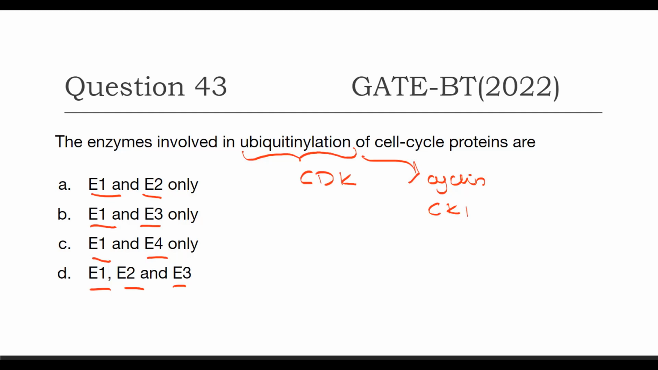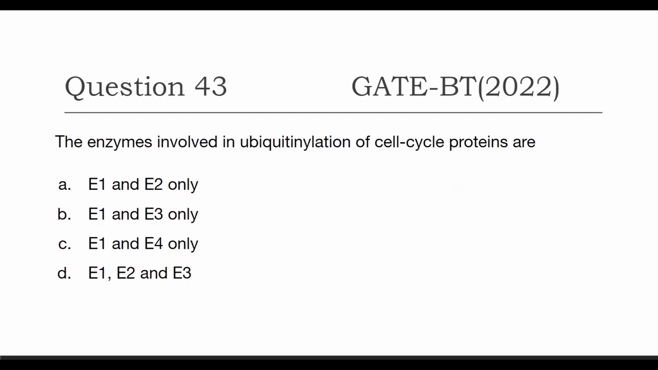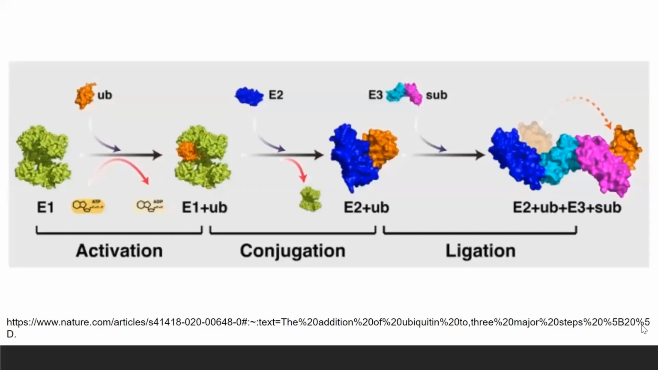The periodic degradation of these cyclins and CKIs is due to the ubiquitination of them, which targets them for degradation by proteasomes. Right? So now that we have understood why ubiquitination is required, let's move on to understand the process involved. There are three enzymes involved in the process of ubiquitination in cell cycle proteins. It is E1, E2, and E3. E1 is a ubiquitin activating enzyme, E2 is a ubiquitin conjugating enzyme, and E3 is a ubiquitin ligase.